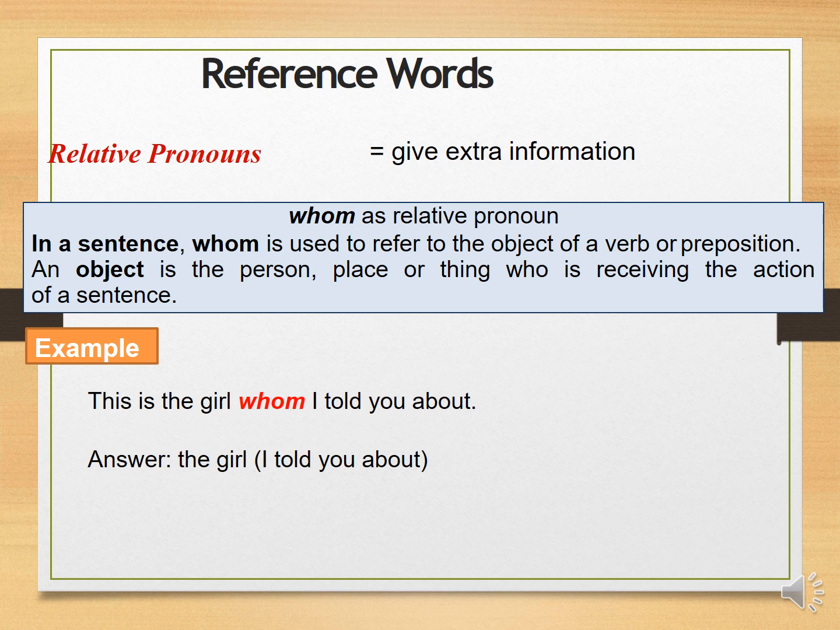Whom, this is the girl whom I told you about. So you have told maybe your friend about a girl. So this is the girl whom I told you about. So whom here is referring to the girl I told you about. Okay, not just any girl, but the girl whom I told you about. So notice that I put this answer in brackets, meaning this is not compulsory. If you answer the girl, it is already accepted. But if you answer the girl I told you about, that is the most accurate answer.